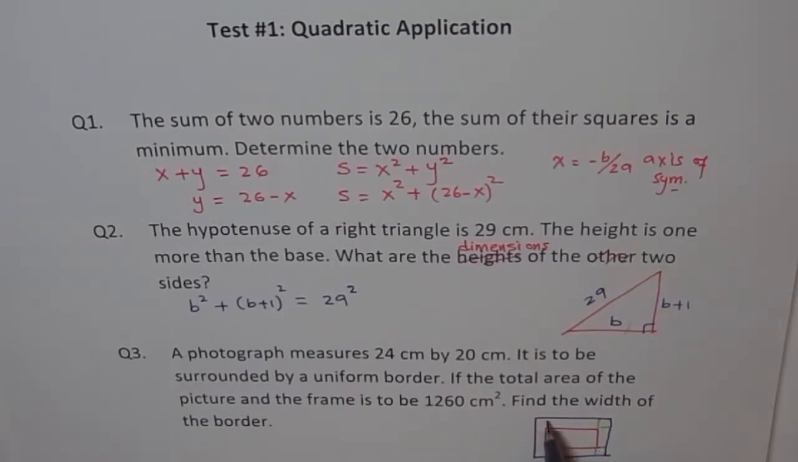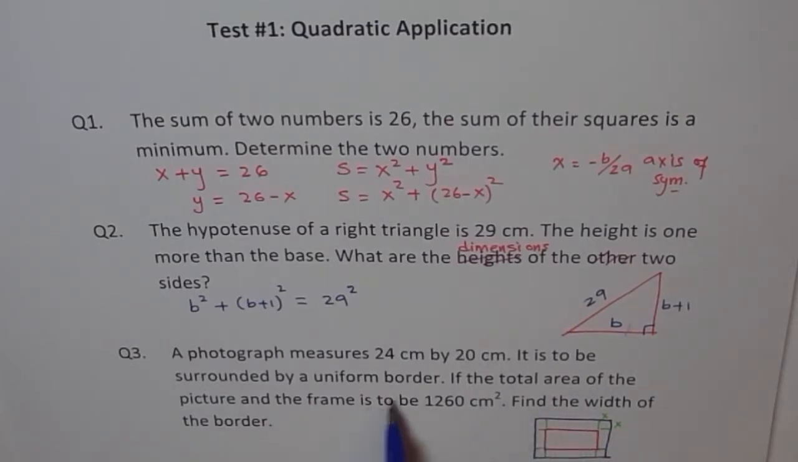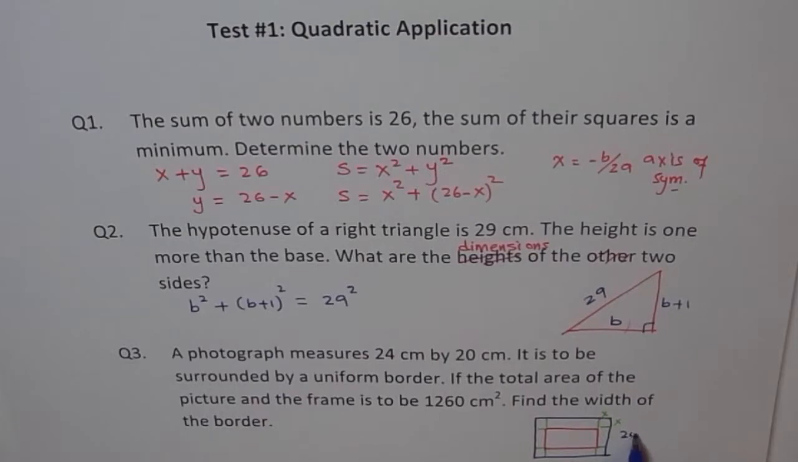So we say this is a square, okay? Now this is with x here and x here, correct? So that's our uniform border. Now, if the total area of the picture and the frame is to be 1260, find the width of the border. So find x. So if this is x, this is x, what is the width now? Is 20 plus 2x, right? And how about the length? Is 24 plus 2x, correct?